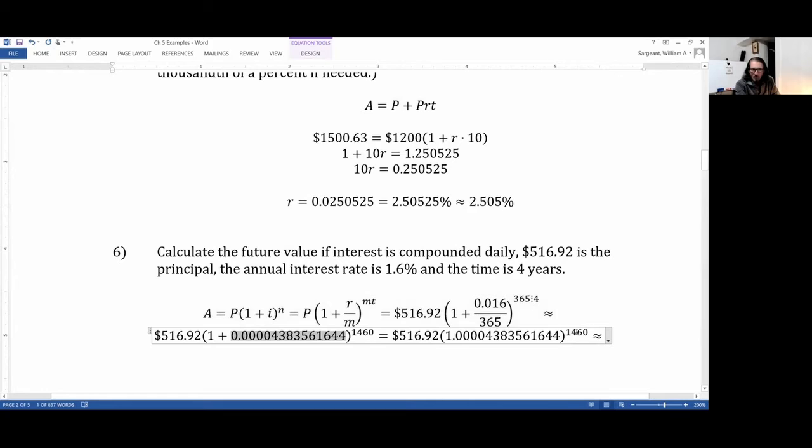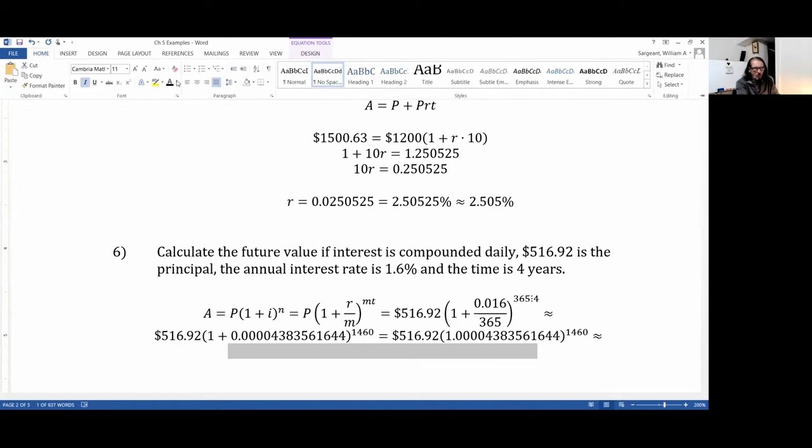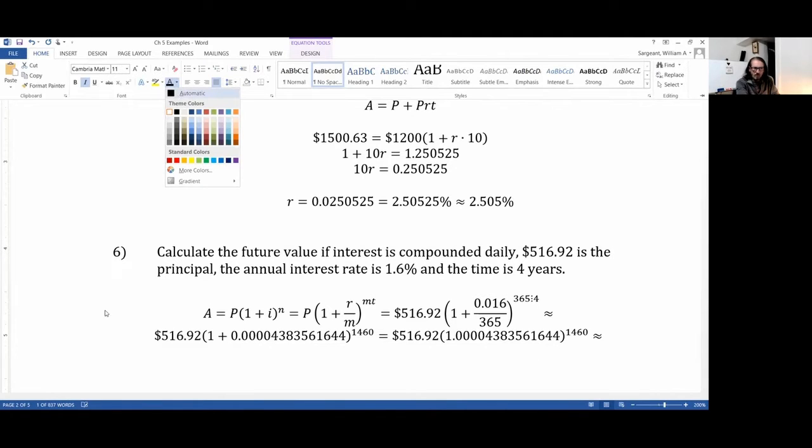365 times 4 is 1460. By the way, this will apply to many of the questions from here on out. Usually you're going to have something that's between 1 and 2 that is raised to a power. If it's bigger than 2, then you're talking about doubling, tripling your money, things like that. That doesn't happen very quickly. You would have to have a very good interest rate or a long amount of time or some nice mix of the two to start to get things to double and triple.